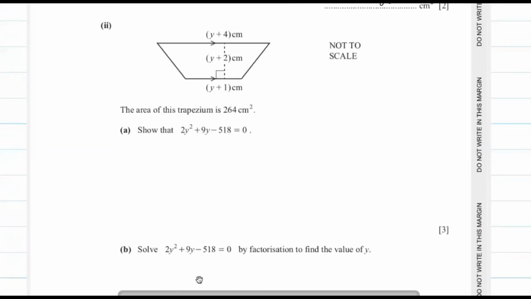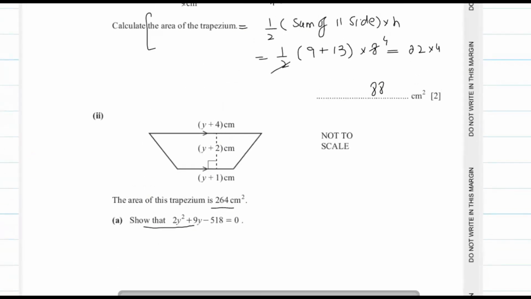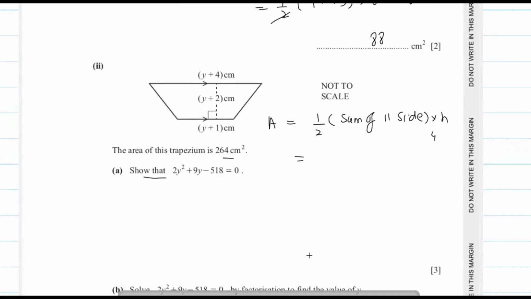Question 7, second part. The area of trapezium is 264 centimeters square. Show that this equation holds. Look here, the area of trapezium equals 1 over 2 times the sum of parallel sides. The parallel side here is y plus 1, and the next parallel side is y plus 4. We will take the sum of these two parallel sides into height. Here the height is the distance between these two parallel sides. This is y plus 2. And this area is 264.